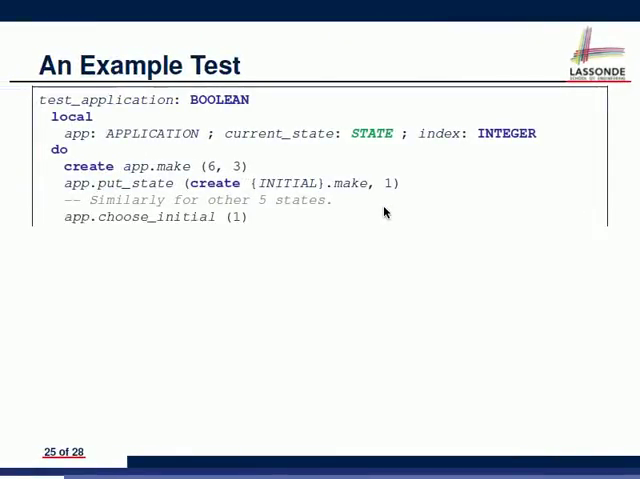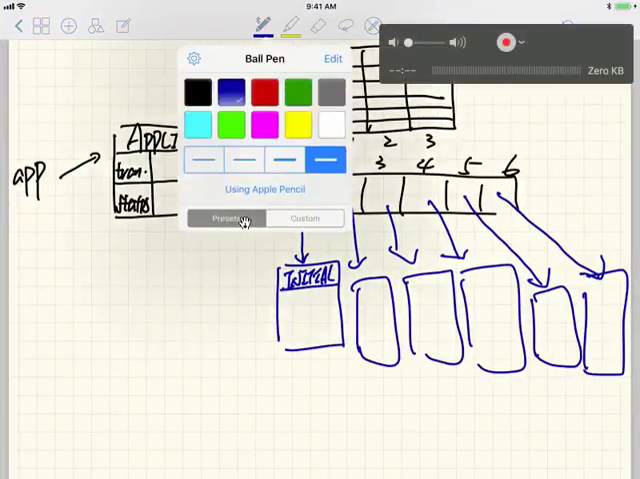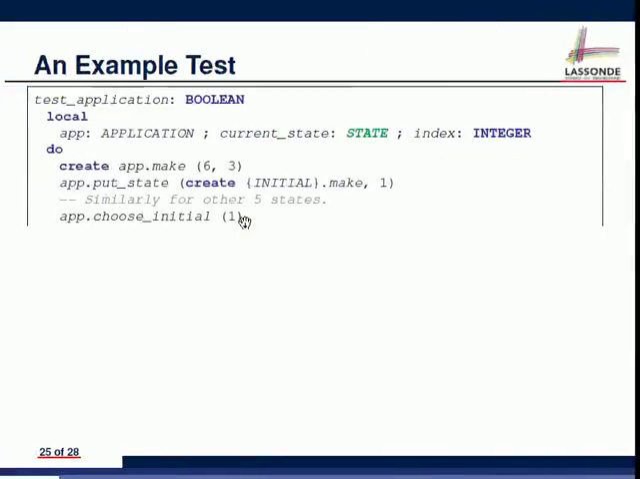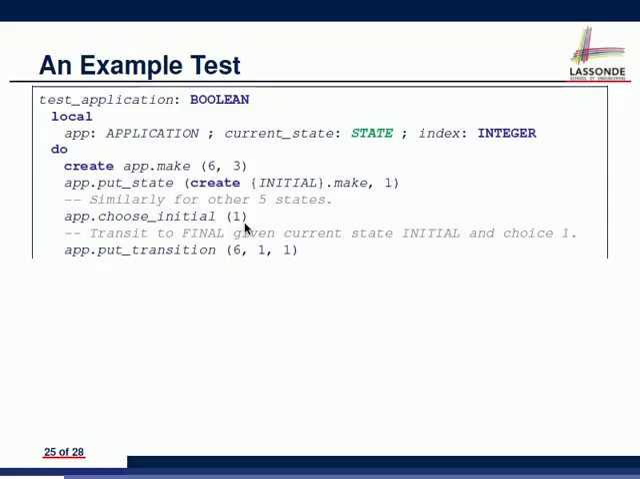Oh, also choose initial. Choose initial simply means we're going to say the state at index 1 of the array is going to be the current state's initial value. So that means now current states, which is a variable we declare, is now going to point to initial. It's another pointer, right? That's how we choose the initial. And then we're going to put transition. We're going to fill in the table.